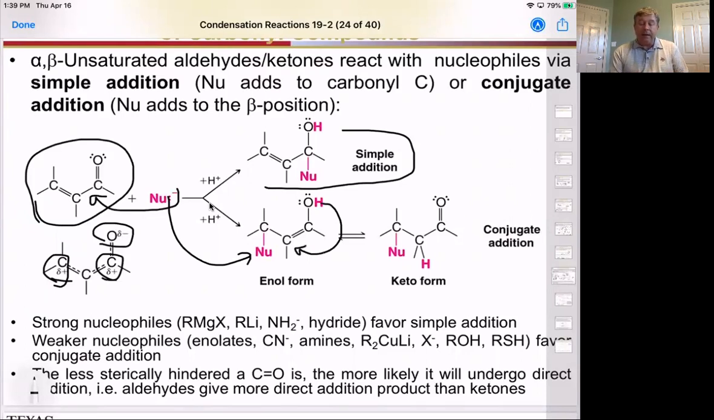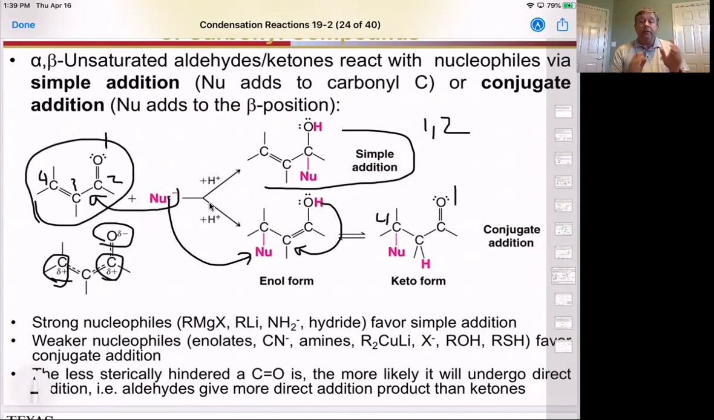And so technically this counts as a conjugate addition because this is our 1, 2, 3, 4 position. So this simple addition is our 1,2 addition, and this is our 1,4 addition. So just like we see with dienes, a 1,2 and 1,4, we get that same kind of addition in these alpha, beta unsaturated aldehydes and ketones.